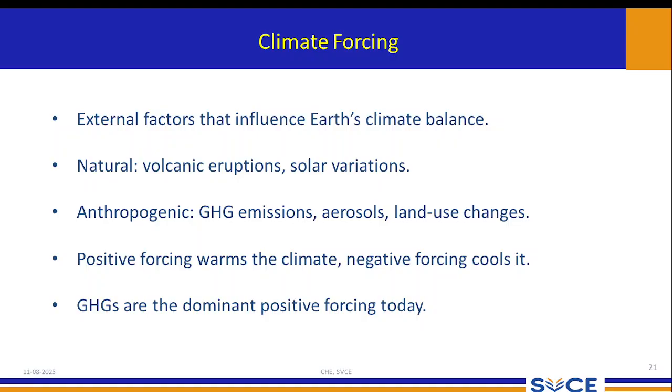Climate forcing: the external forces that influence the Earth's climate balance, such as natural volcanic eruptions, solar radiation, anthropogenic greenhouse gas emissions, aerosols, and land use changes. Positive forcing warms the climate; negative forcing cools it. Underline the words external factors. Natural ones like volcanic eruptions and solar variation we cannot stop, but anthropogenic ones we can control. Greenhouse gas emissions are the dominant positive forcing today.